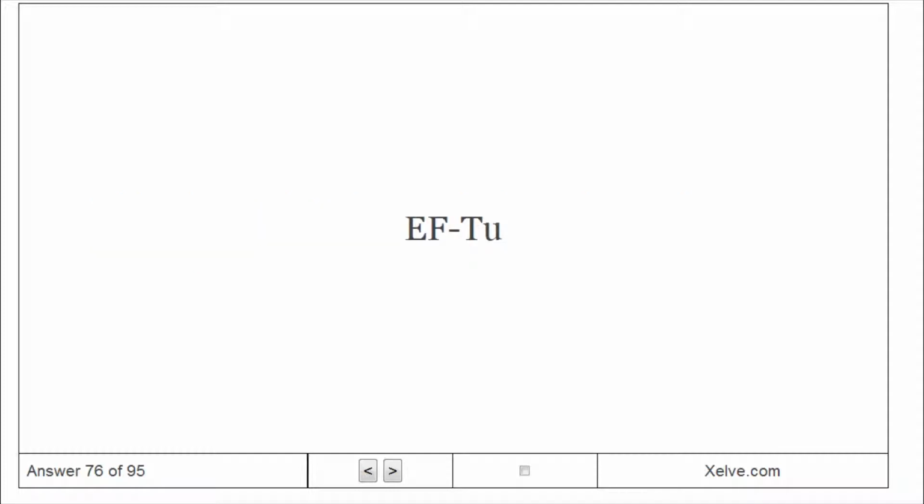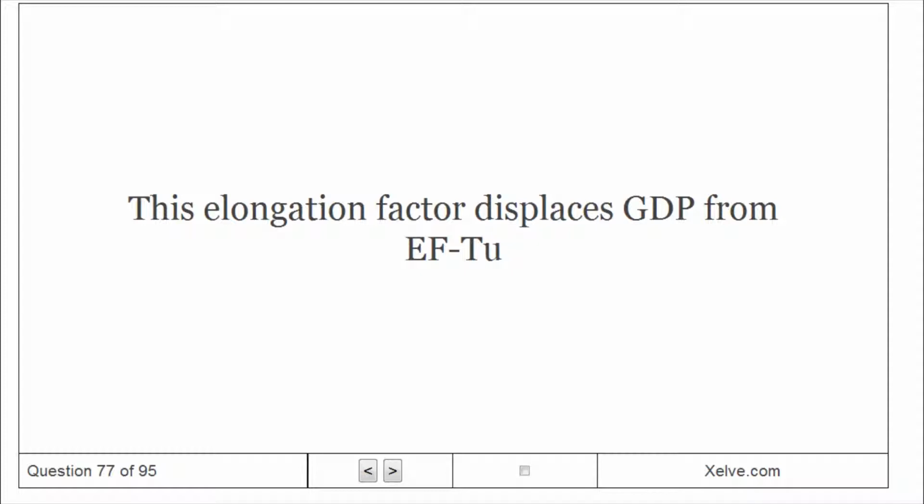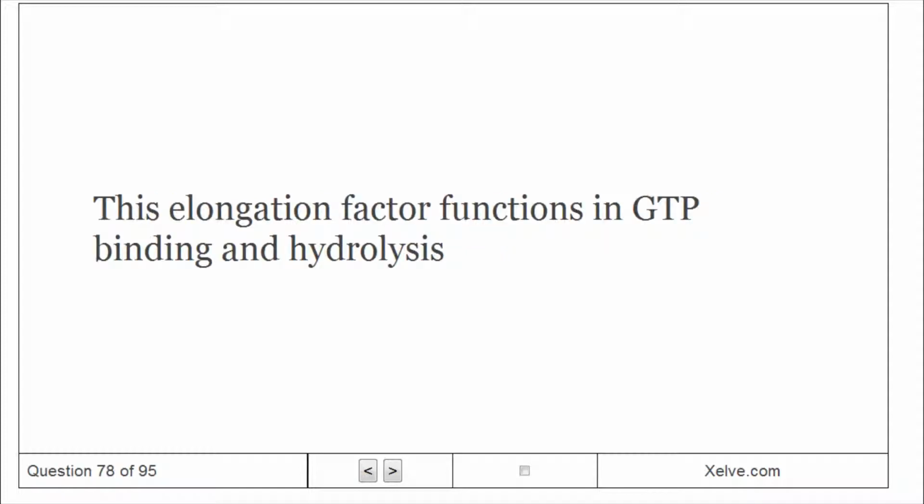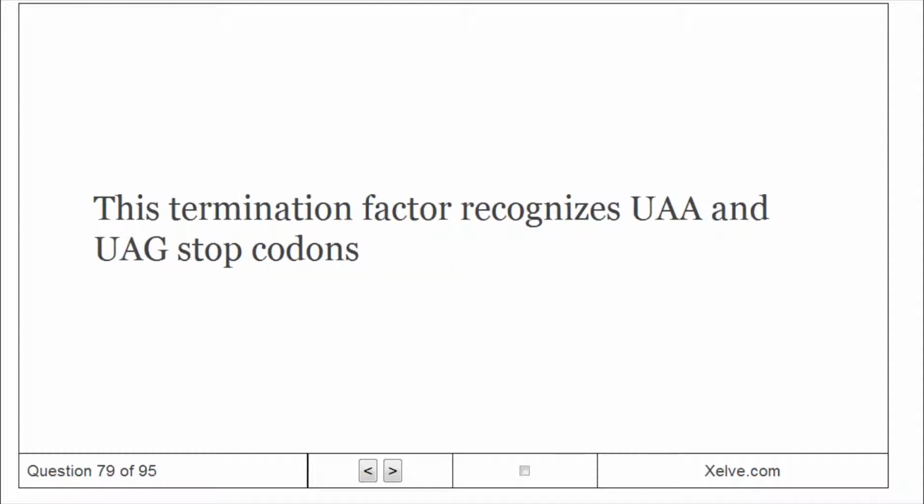This elongation factor binds aminoacyl tRNA and GTP: EF-Tu. This elongation factor displaces GDP from EF-Tu: EF-Ts. This elongation factor functions in GTP binding and hydrolysis: EF-G. This termination factor recognizes UAA and UAG stop codons.